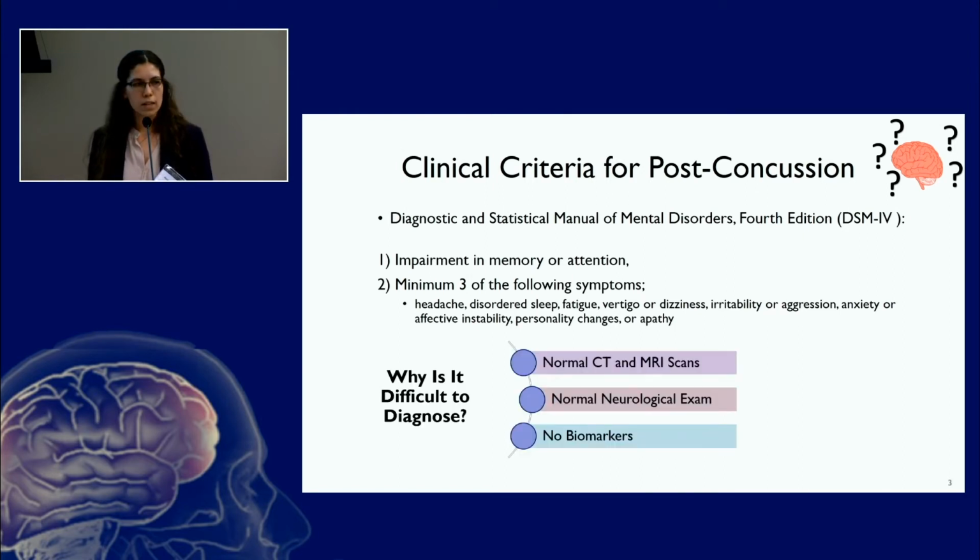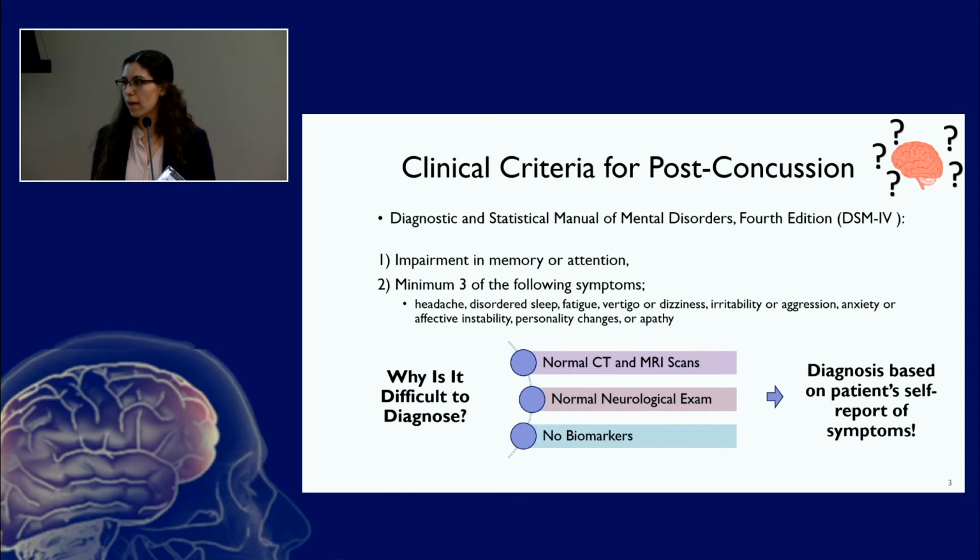But it's really hard to diagnose post-concussion syndrome because the CT and MRI images of these patients are completely normal, and there is currently no biomarker for post-concussion. So what ends up happening is the diagnosis is actually based on self-reports of symptoms.